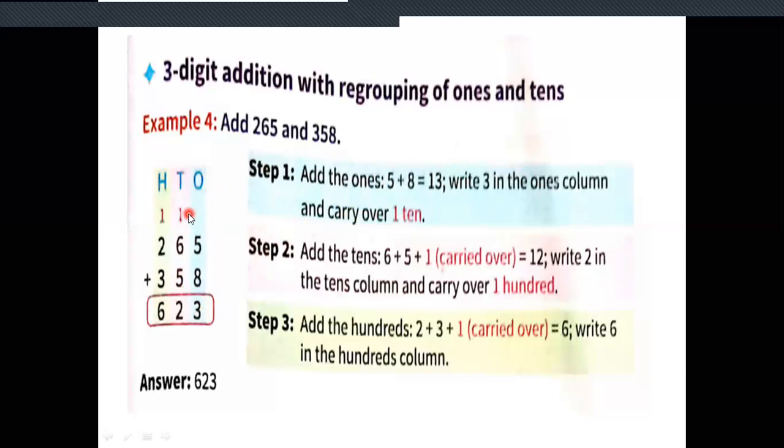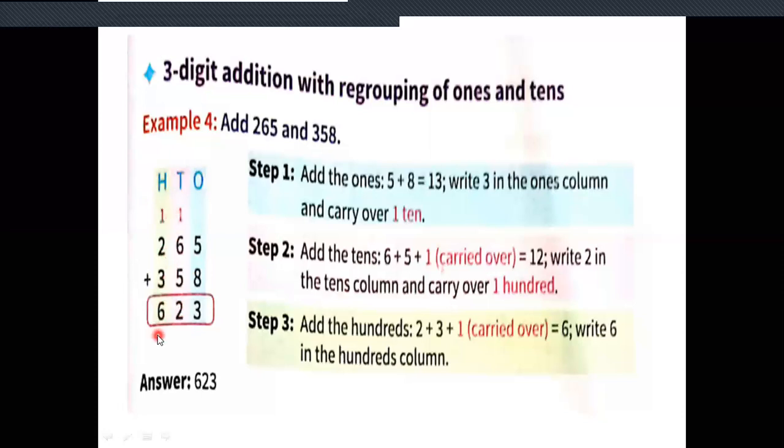Okay. Now the tens column: 1 plus 6 is 7. 7 plus 5 is 12. So in 12, what will you do? 2 you have to write here and 1 you have to carry over to the hundreds place. As I have told in the previous example, 12 means 100 and 2 tens. So 100 you have to carry over to the hundreds place and 2 tens you have to write here. Okay.